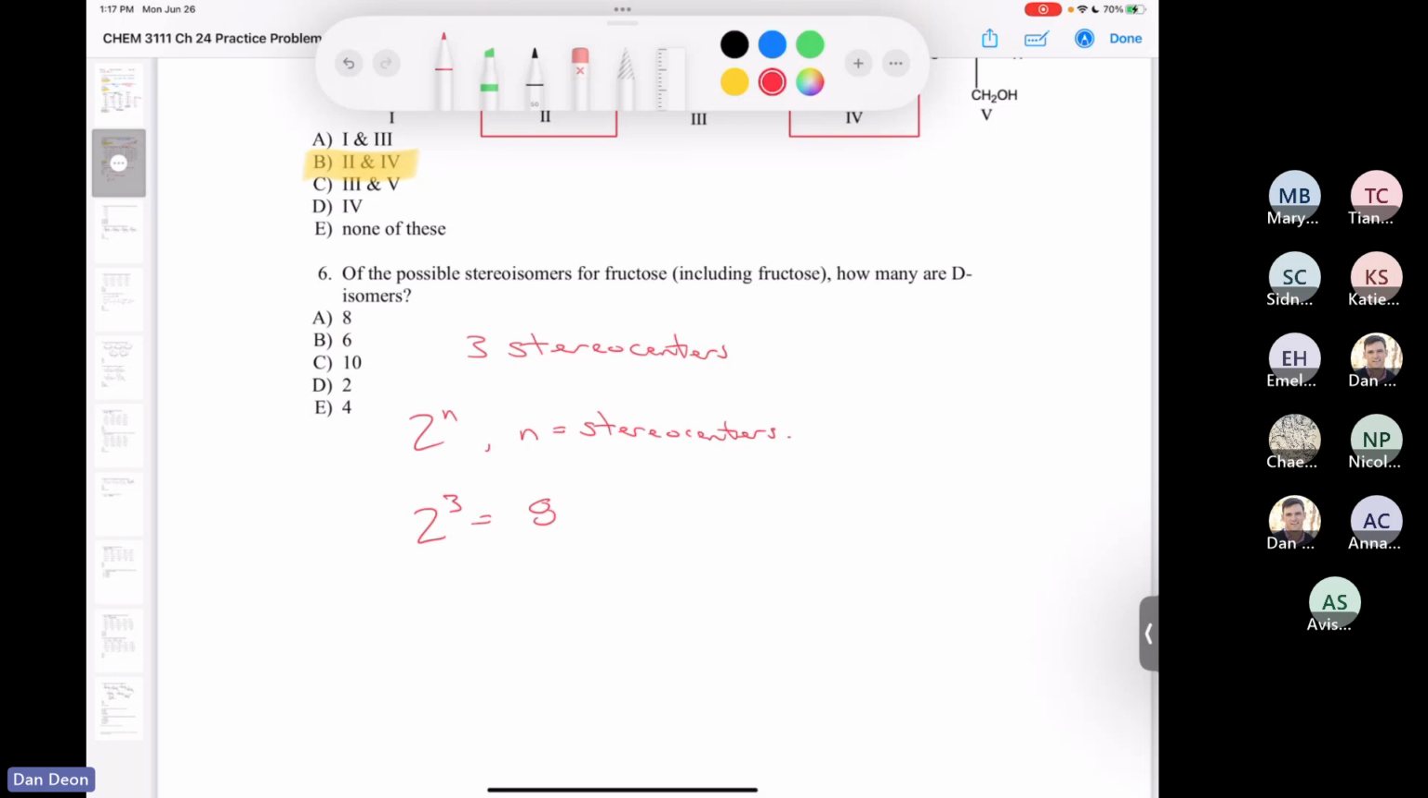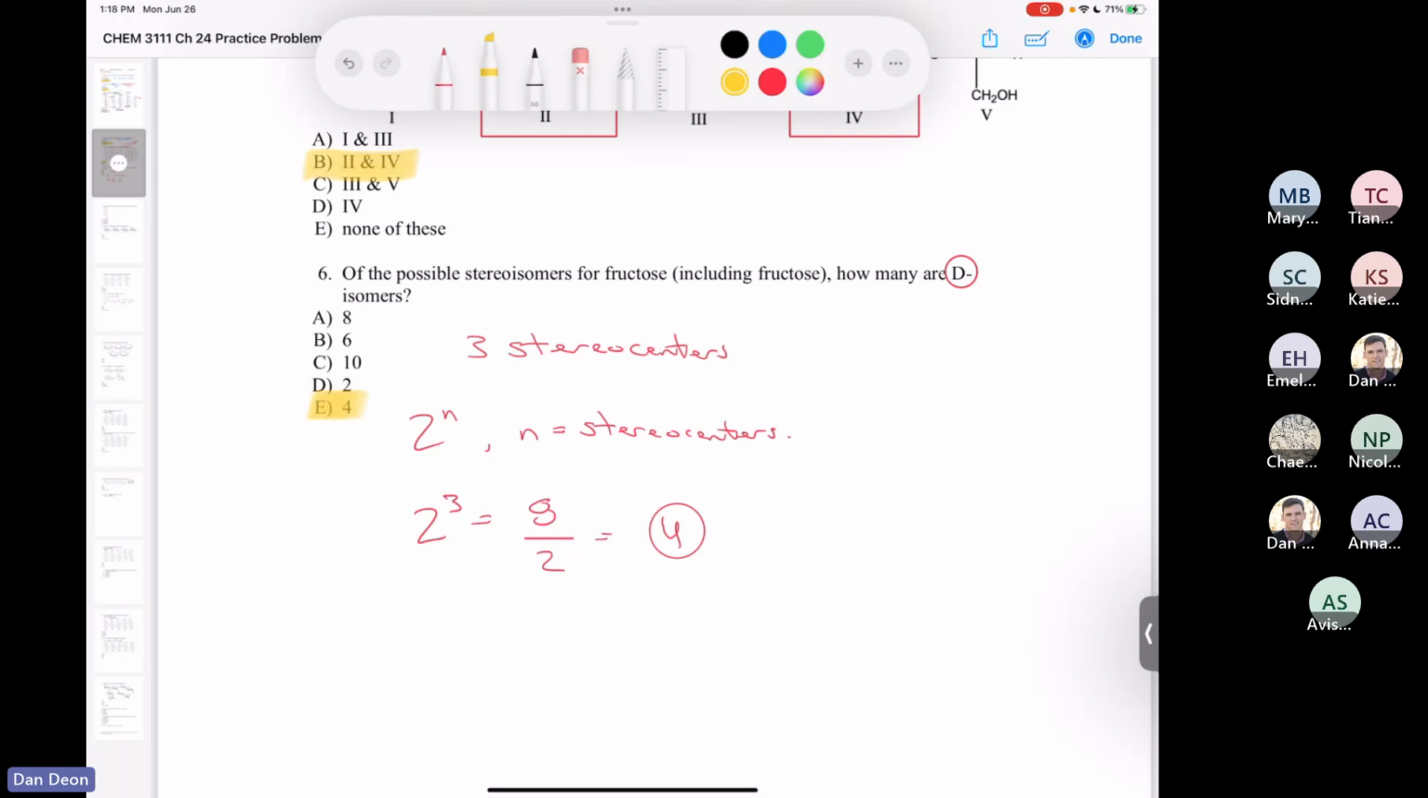But remember, it's asking of the possible stereoisomers for fructose, how many are D isomers? So remember that when we're dealing with a sugar, we can have the D isomers, which are the naturally occurring isomers, or the L isomers. That means that half of them are going to be D and half of them are going to be L. So now we have to divide this in half to give us a total of 4 stereoisomers, including fructose. So you want to remember that when we're dealing with any sugars, you look at the number of total stereocenters, you can take 2 to the power of that number, and that gives you the total number of stereoisomers, but only half of them will be D sugars, so only half of them are naturally occurring. The other ones, the L sugars, are going to be unnatural.